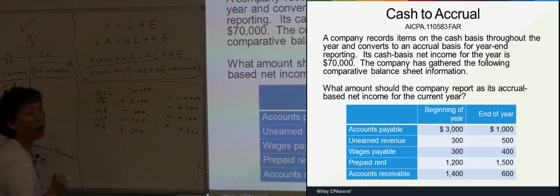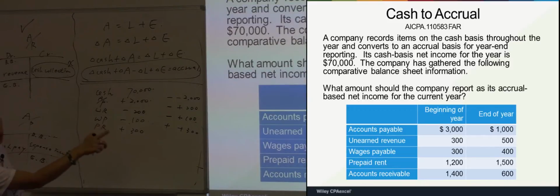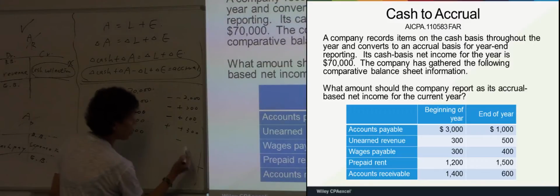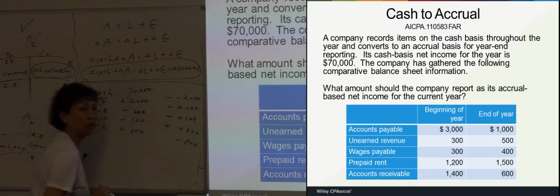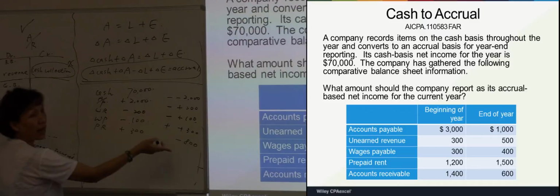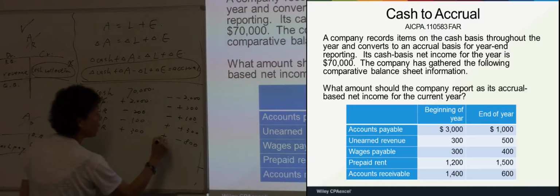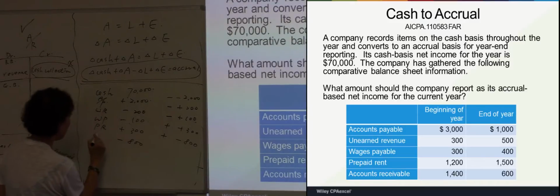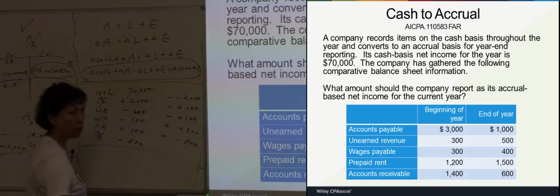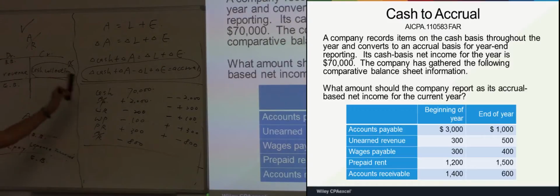I put PR. And accounts receivable goes from 1,400 to 600. Is that a decrease? Yes, decrease 800. And it's an asset, right? The sign for an asset is positive. So positive, negative becomes negative. This is accounts receivable. So are we done? Yes, we are done. You just need to do some calculation using the calculator.